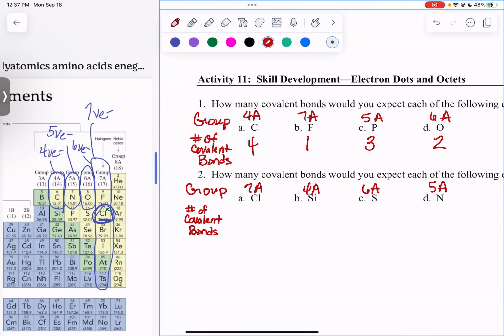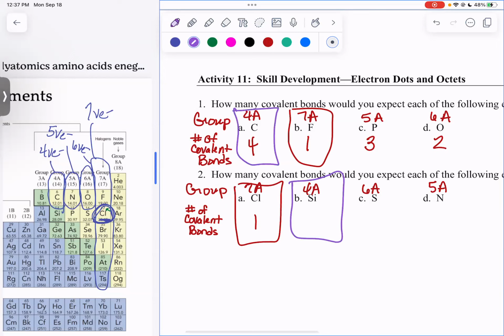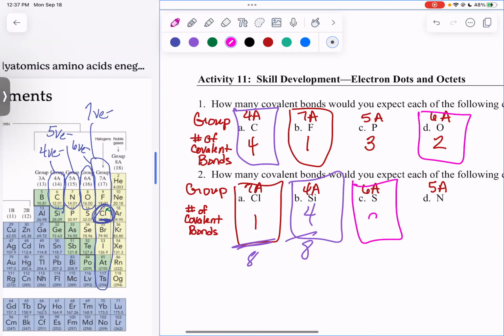So no matter what element is in 7A, how many bonds can it make? 1. Anything in 4A is going to make 4 bonds because it needs 4 more to complete its octet. Notice each of these is adding up to 8. That's really important. Okay, 6A and 6A, it's got 6. It needs 2 more to complete its octet. And then 5A and 5A, you need 3. Okay, all right, hope that helps.